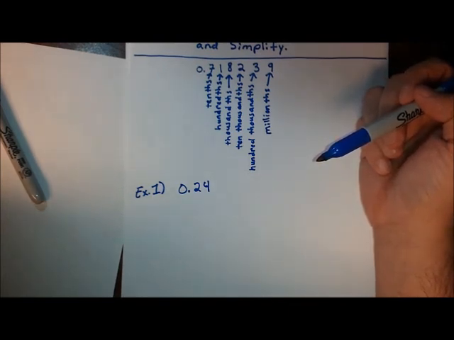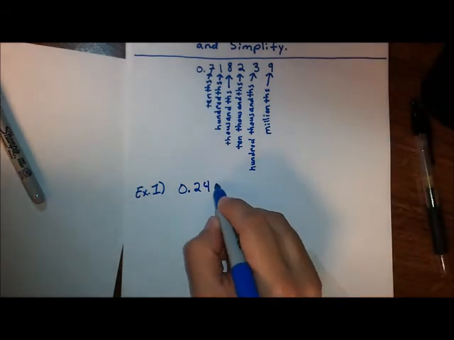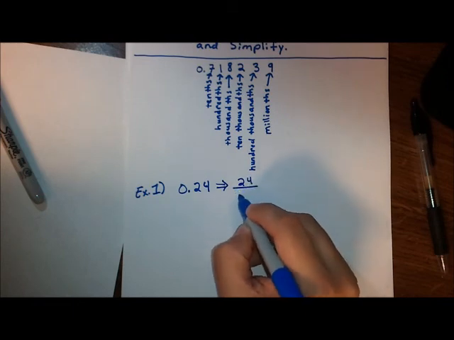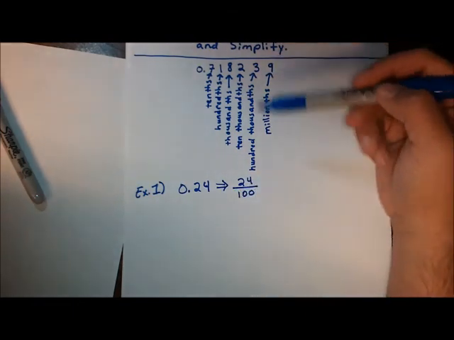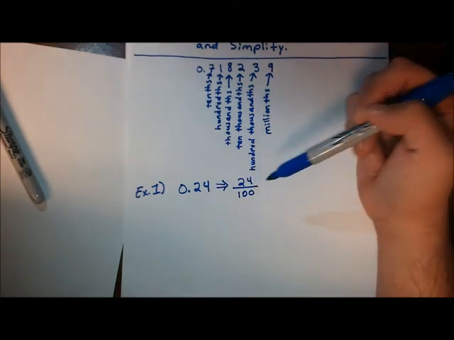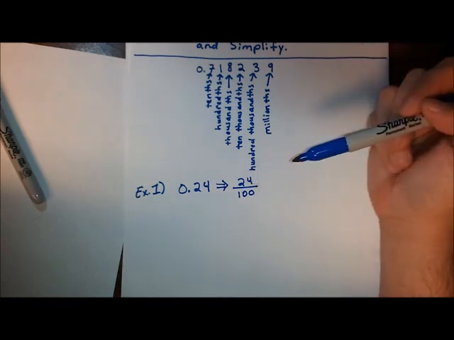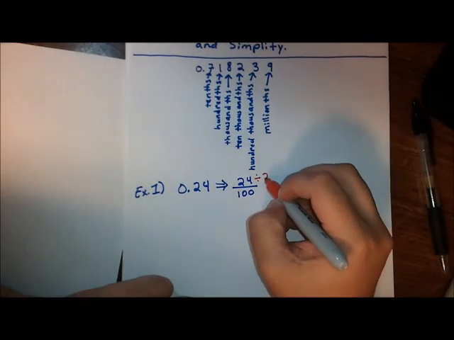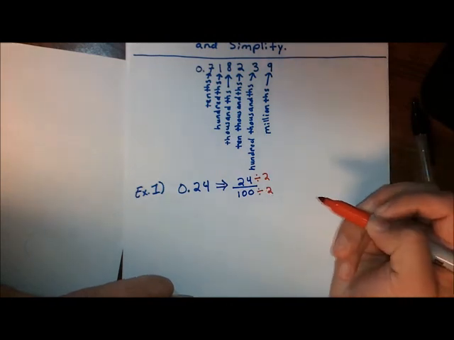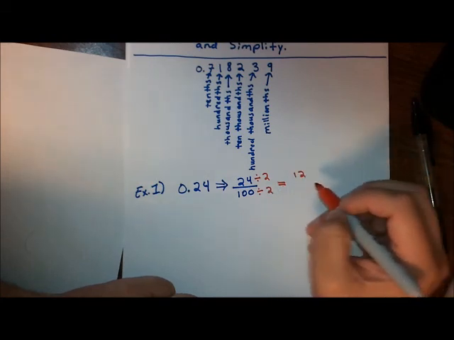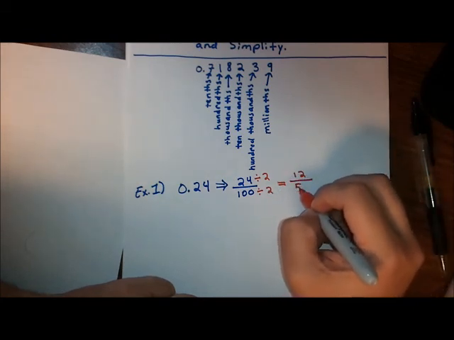So you can write hundredths as a fraction. 24 hundredths, meaning 24 over 100. That's the second decimal place. And then if you notice here, we can go ahead and reduce this number. They look like they can both be divisible by 2. So let's divide both numbers by 2. 24 divided by 2 is 12. 100 divided by 2 is 50.